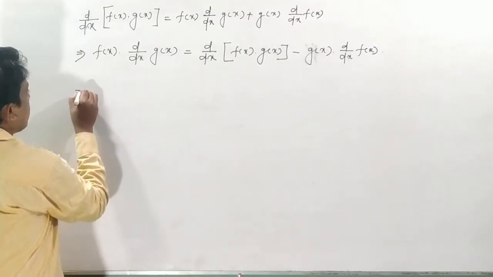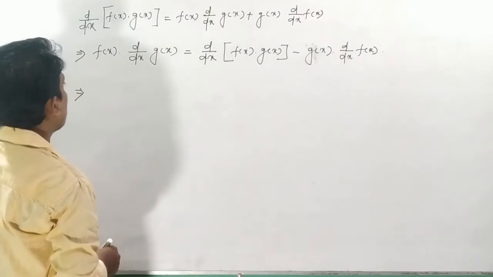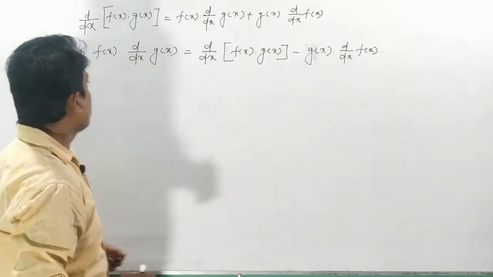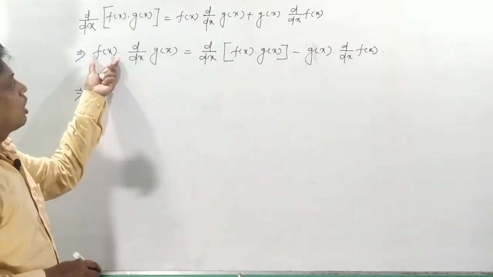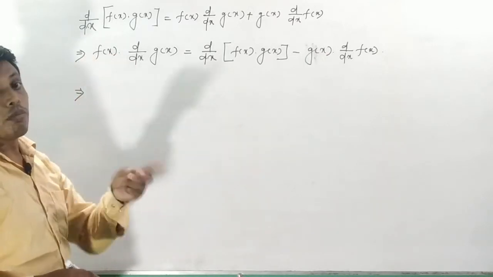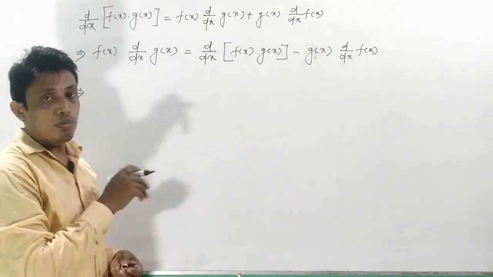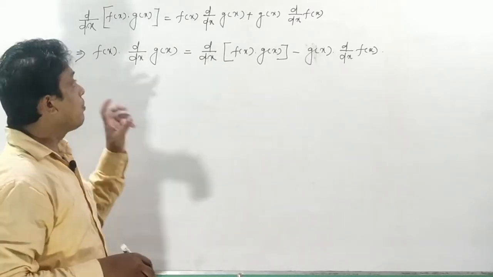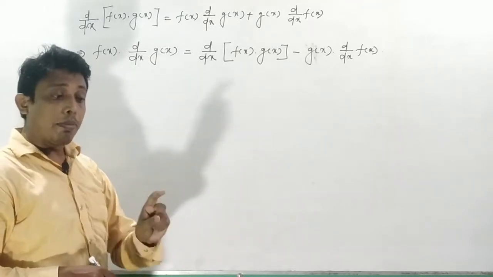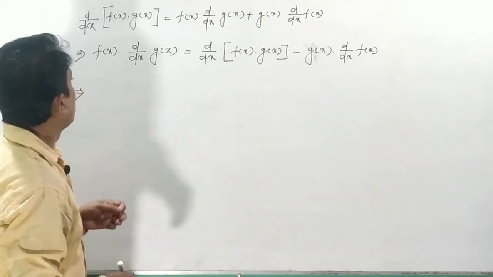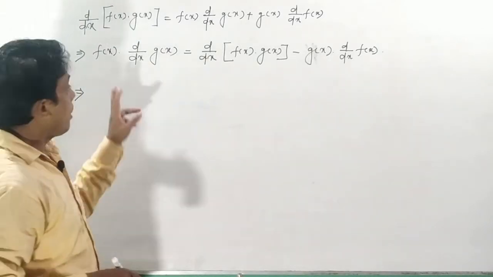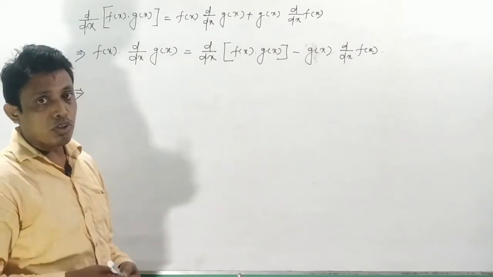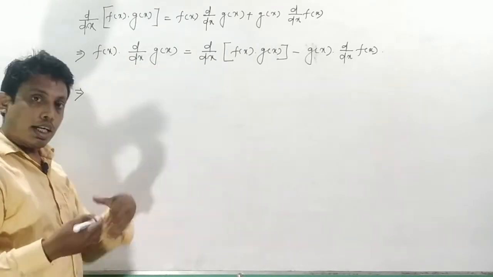Now this is f(x) into d/dx of g(x). Mark it, f(x) and g(x) are two differentiable functions. That means we can find the differentiation of f(x) and g(x). f(x) itself is a function, and the derivative of a function is also another function. So d/dx of g(x) is another function.